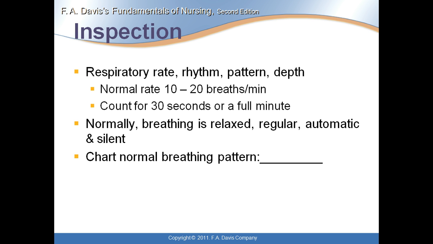So for inspection, you're going to check for respiratory rate, rhythm, pattern, and depth. The normal rate for someone to breathe is 10 to 20 breaths per minute. You're going to count for 30 seconds or for a full minute. This gives you a really good idea of how well they breathe. If you do 15 or 20 seconds, less than the 30 seconds, you don't really get a good idea of what they're truly capable of. You're also going to assess for normal breathing, whether or not it's relaxed, regular, automatic, or silent, and then you're going to chart those normal breathing patterns.